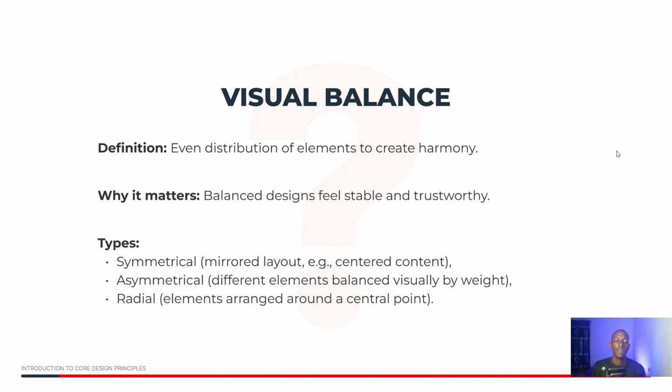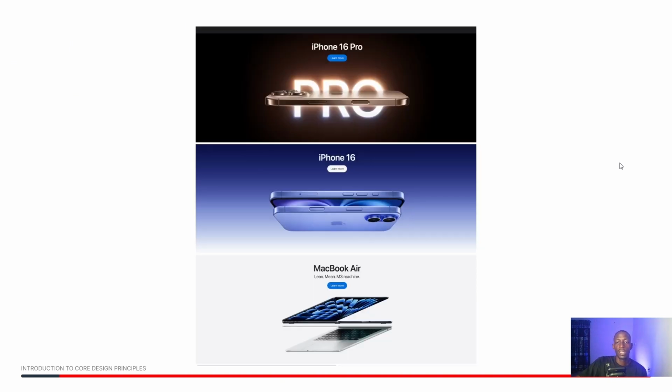So what are the types of visual balance? We have symmetrical visual balance, we have asymmetrical, and then we have radial. These are just simple terms. So before we look at some of the types of visual balance, let's take a look at this image, and you would see how visually balanced this layout is. I just cropped this from the Apple website. You could also check it out and see.